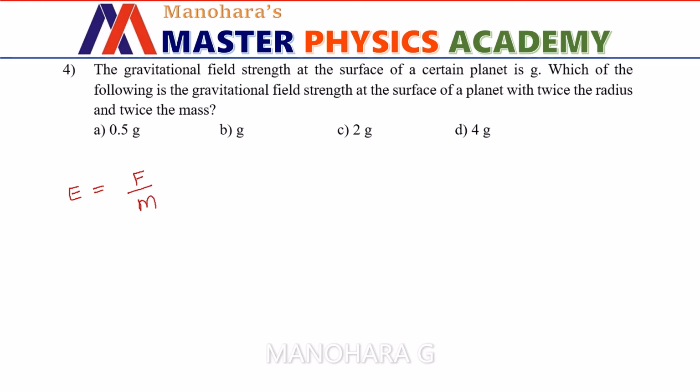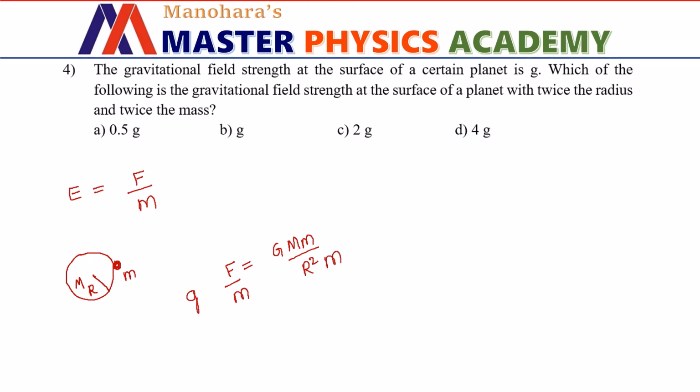That means I am going to consider the diagram here. So let us consider a planet with mass capital M, say, and let its radius be capital R. If I place a small body of mass m on the surface of the planet, the force it is going to experience is given by GMm divided by R squared. We all know this expression, right? So if I divide that force by the mass of the body placed on the surface of the planet, what we get is the gravitational field strength, that is given by symbol g. So the formula for g will be equal to GM divided by R squared.